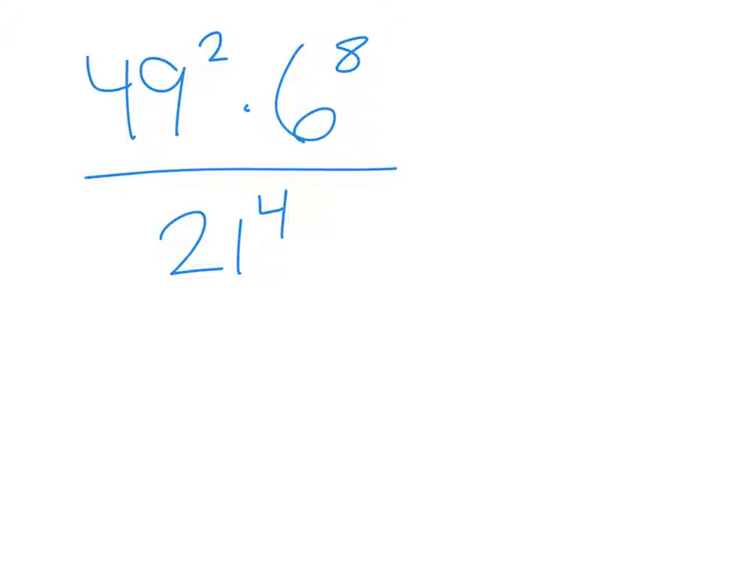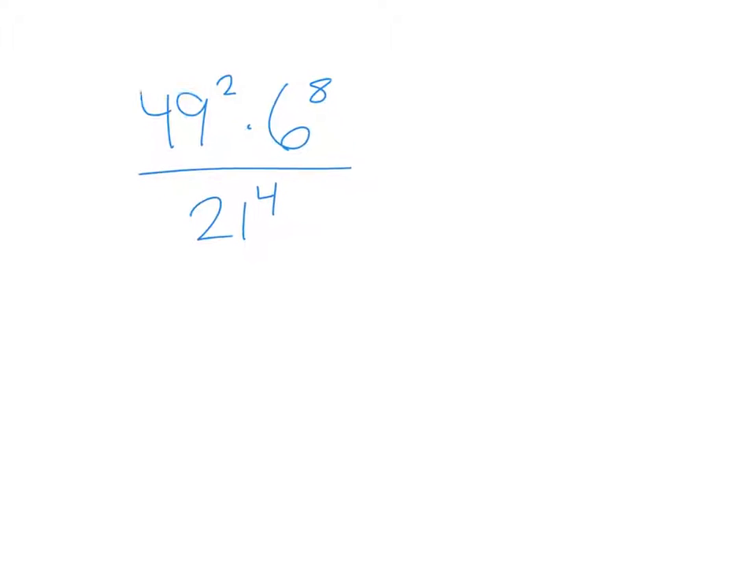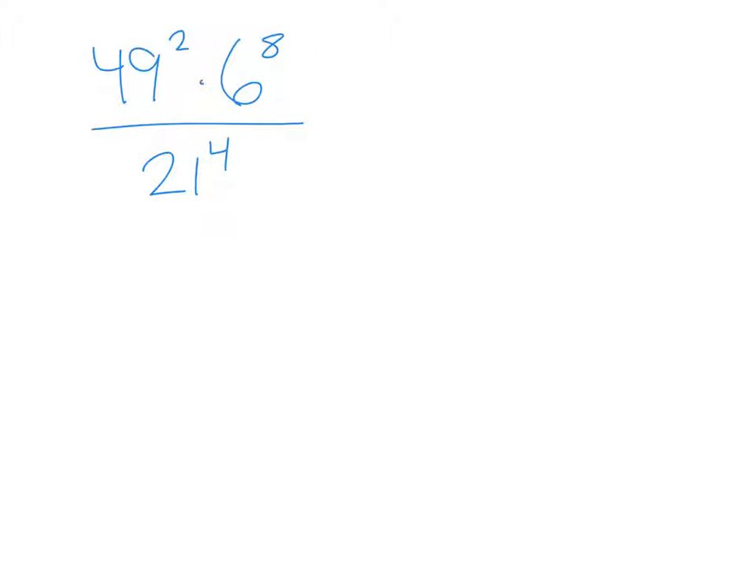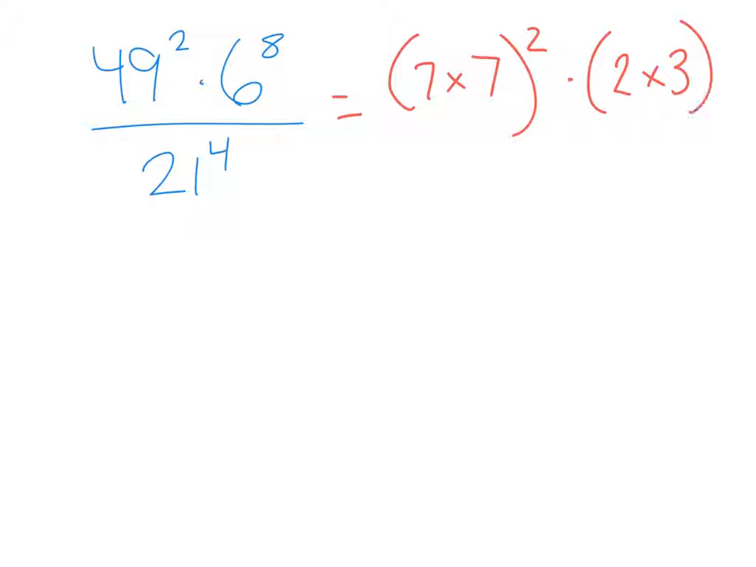Now at this point we can't use any of our laws of exponents because none of the bases are the same. So what we're going to do is change each number to see if there's anything we can modify. 49, well that's the same as 7 times 7, so we're going to rewrite it as (7 times 7) squared. Exponent has to stay. 6, well that's the same as 2 times 3, keep the 8, it stays. All over 21, that's the same as (3 times 7) to the 4th.